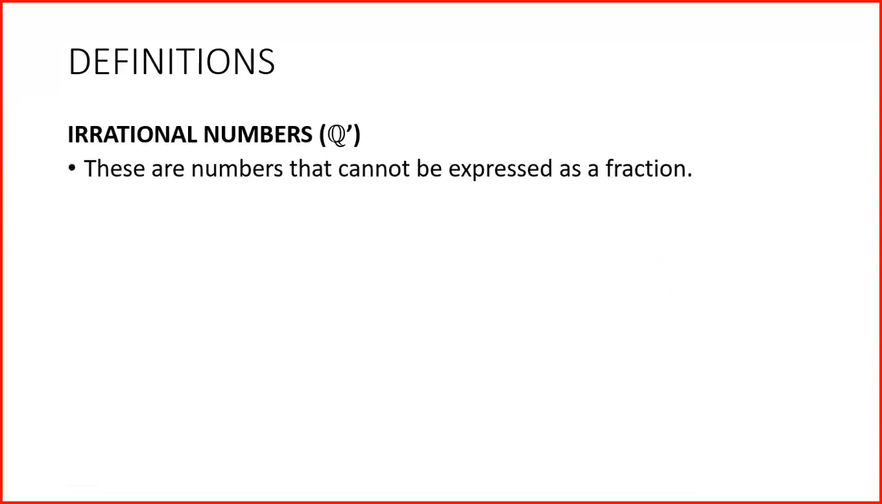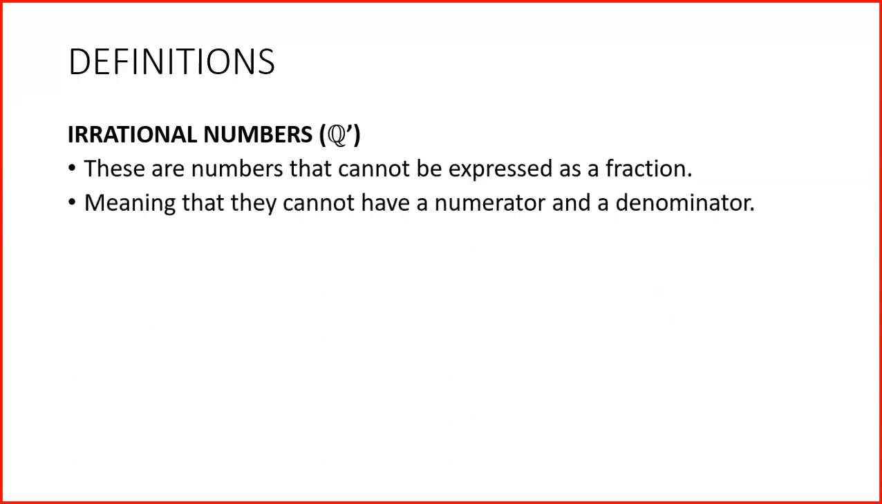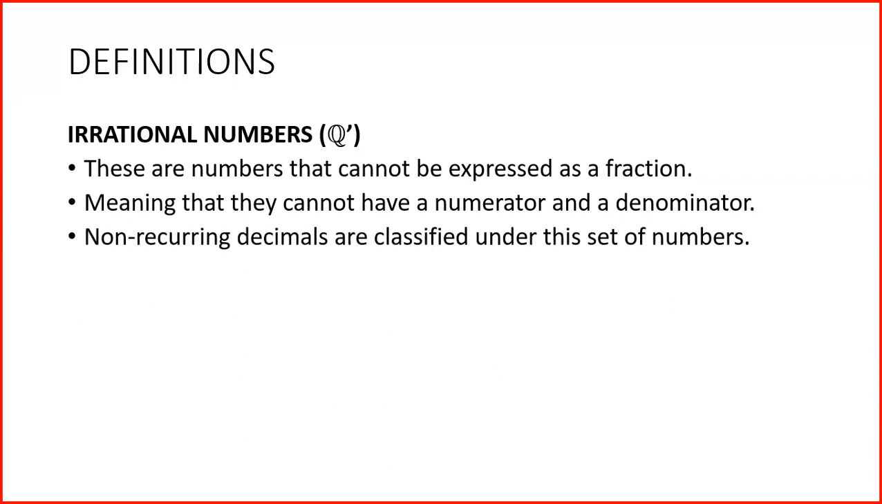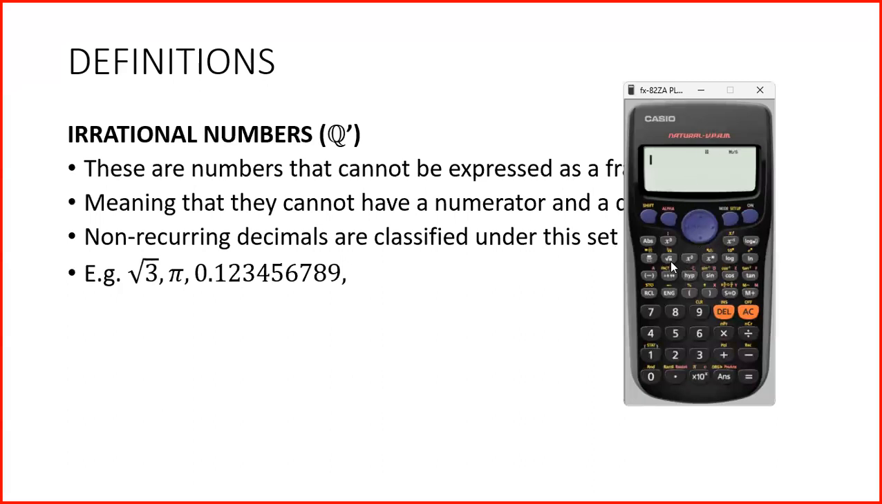Okay. Then we've got irrational numbers. These are numbers that we cannot express as a fraction, meaning that they cannot have a numerator and a denominator. So non-recurring decimals are classified under this set of numbers. And these are examples here. When you put in the square root of 3, what do you get? You see, it gives you an irrational number, right?